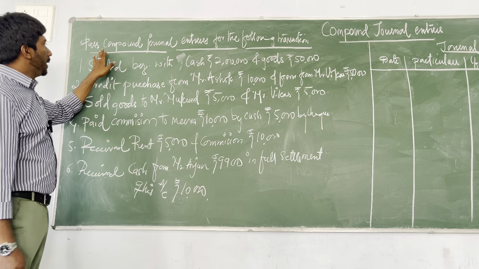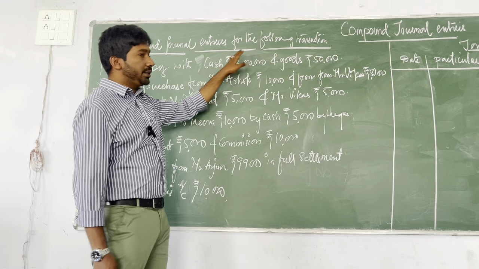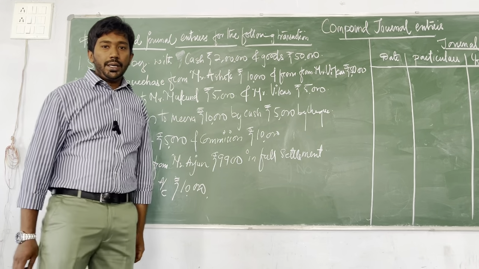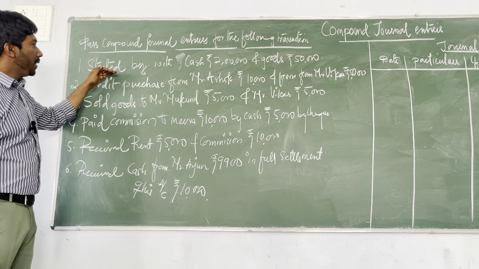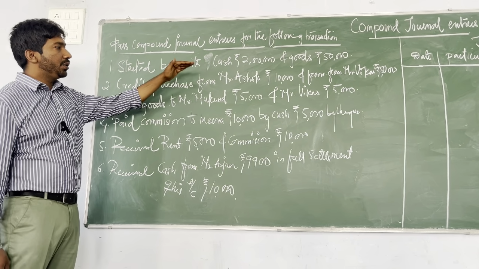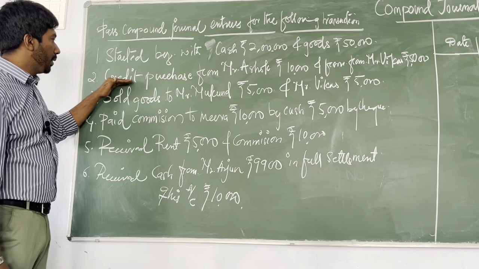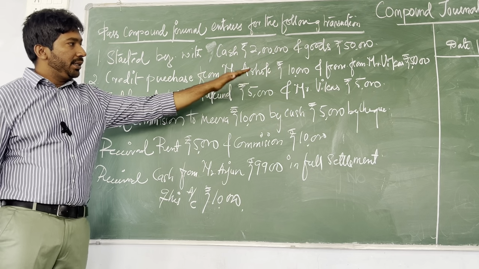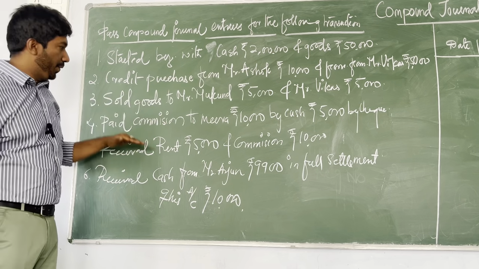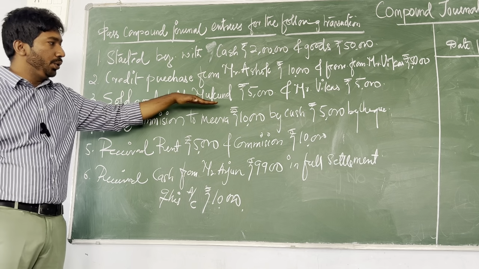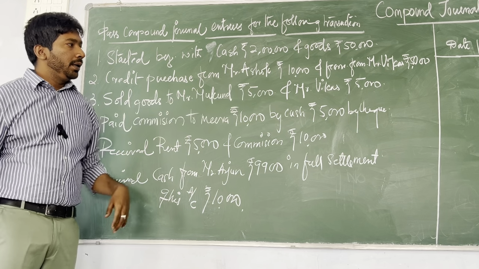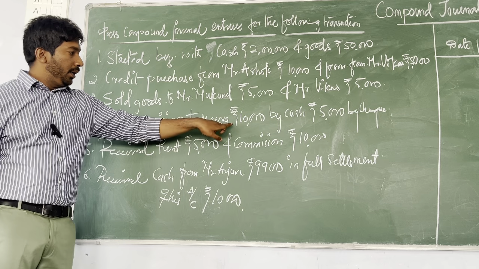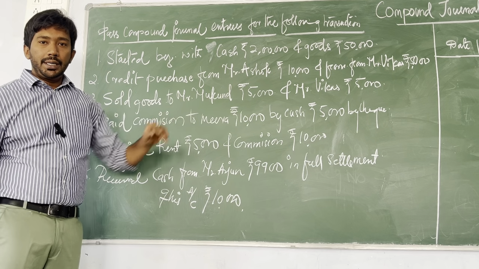So first, they have given: pass the compound journal entries. Remember this, in the question they will say compound journal entries from the following transactions. First one: started business with cash 2 lakh and goods 50,000. Then credit purchase from Ashok rupees 10,000 and from Vikas rupees 50,000. Then sold goods to Mr. Mukund rupees 5,000 and Mr. Vikas rupees 5,000. Then commission paid to Meera via cash 10,000, by cheque 5,000.